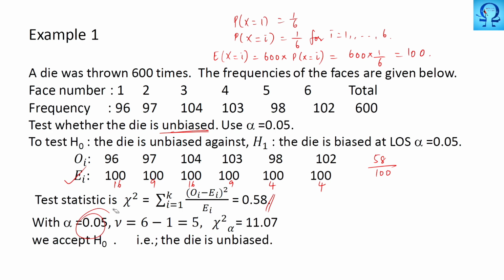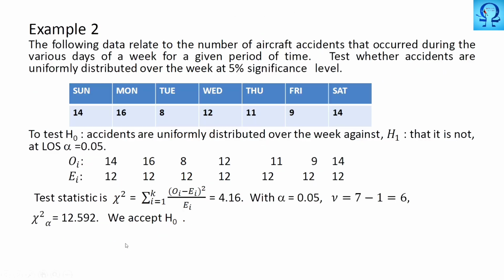For this level of significance, we have not estimated anything from the data, and no observation is missing, so there is no point in estimating from the observed data. So the degrees of freedom is 6 minus 1, which is 5. From the table, we see that this chi square is smaller than chi square alpha, so we accept the null hypothesis, that the die is unbiased.